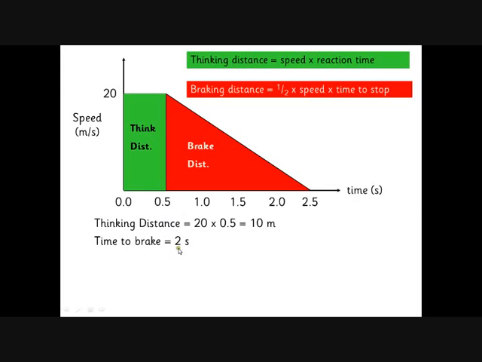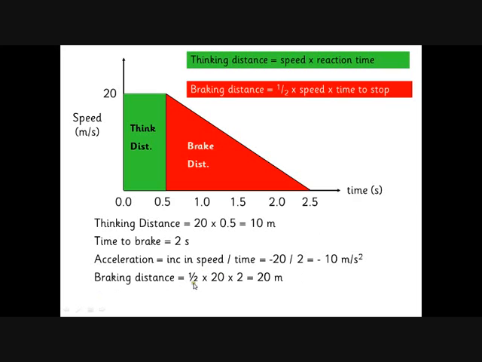After you've got your foot on the brake, okay, we've got the time is 2 seconds. So this gives us an acceleration of -10, okay? We don't need to work that out for this, but the braking distance is a half times 20 times 2. So 20 meters after you've got your foot on the brake. So the total stopping distance is 10 plus 20, 30 meters.